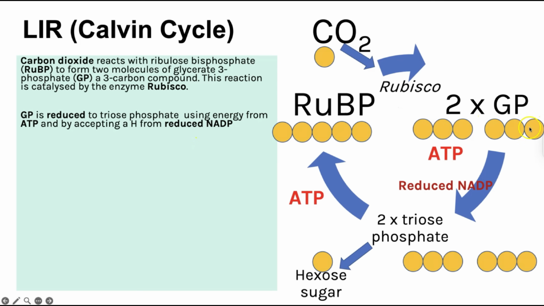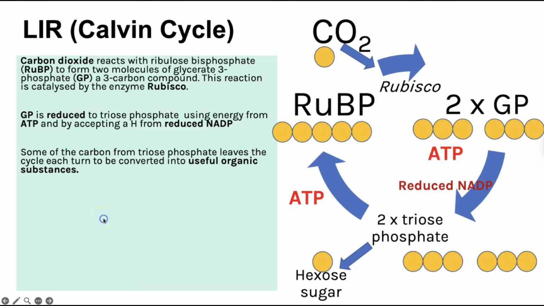Those 2 molecules of GP are then reduced to form 2 molecules of triose phosphate. So the way that they are reduced is using the reduced NADP. So the hydrogen from reduced NADP is gained by the GP molecules to reduce it. The ATP is hydrolyzed to provide the energy for that reduction. Now, some of those carbons from the triose phosphate are going to be removed each turn of the cycle. And it's actually going to be 1 that is removed.